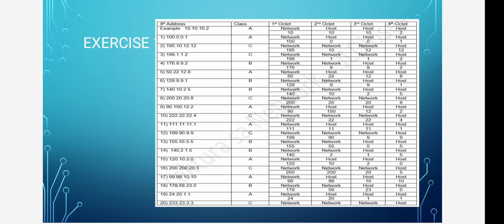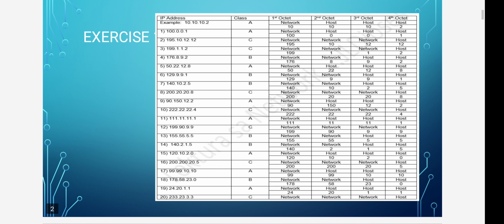And number 2 problem, we have class C. Why? Because class C has the range of 192 to 223. 195 is between 192 to 223, so it is a class C. The network part of a class C is the first, second, and third octet, and the host part is only the fourth octet. So the network part is 195.10.12, and the host part is 12.